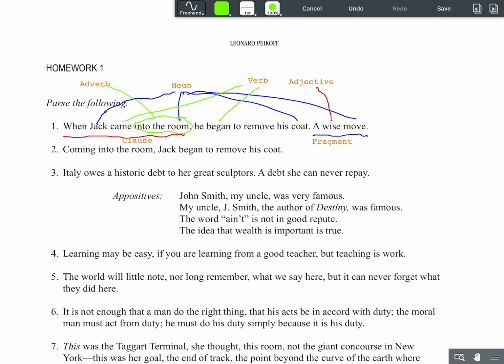When is also a modifier on came. Like when doesn't tell you something about Jack, it tells you about when he came. So that's also an adverb. Into the room is an adverb phrase. It's also a prepositional phrase because into is a preposition, which Peikoff hasn't gone over very much yet, but he talked about them a little bit. And also I've heard of prepositions before, but I can't explain them super clearly in words.